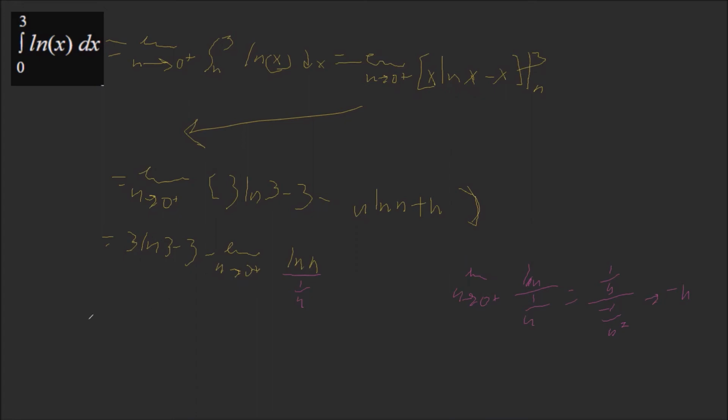So we can say that this over here is equal to 3 natural log 3 minus 3 minus the limit as n approaches 0 from the right of negative n. And therefore, our final integral from 0 to 3 of natural log x with respect to x is equal to 3 natural log 3 minus 3, as this over here is basically just equal to 0. And so that's our true value of our integral from 0 to 3 of natural log x dx using vertical asymptotes.